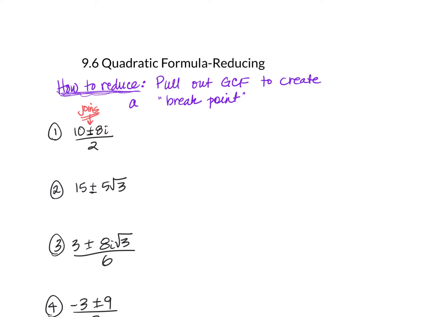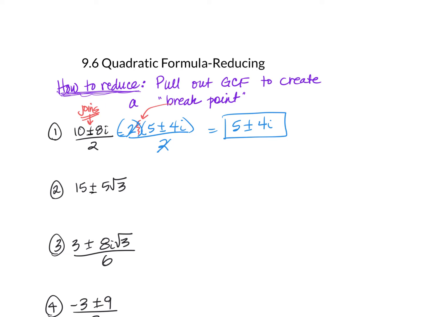So if I take a GCF of 2 out, I would have 5 plus or minus 4i over 2. Now, what's happening is we're creating this little breakpoint. This is that breakpoint. So now it's like 2 times all that stuff, and I can reduce that way. So my final answer is 5 plus or minus 4i. So you can't just reduce the 2 unless you've factored it out.